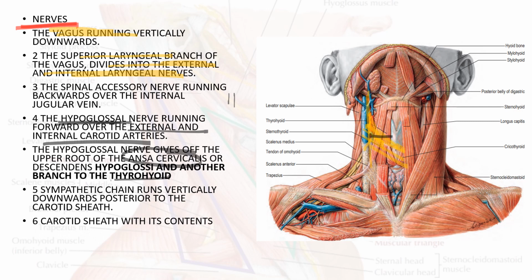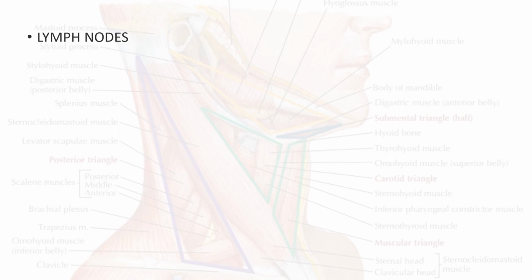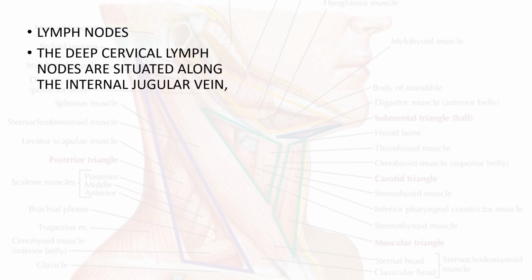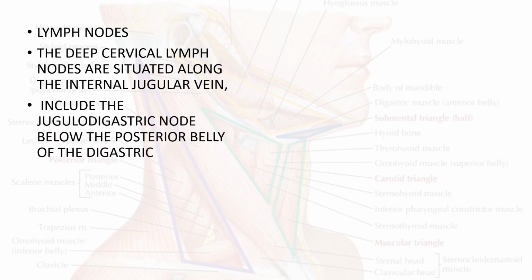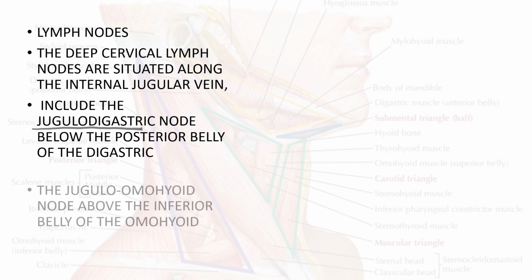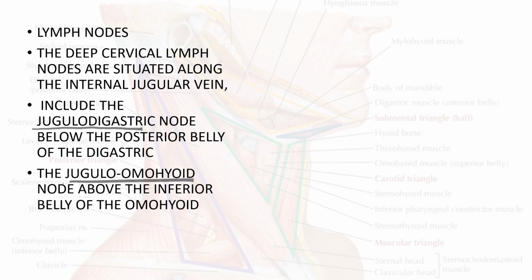So this is the area of carotid triangle, and the carotid triangle is very important because it contains internal carotid, common carotid, external carotid artery with its branches, then internal jugular vein, vagus nerve, and ansa cervicalis, also spinal accessory nerve. Lymph nodes, quite easy. Deep cervical lymph nodes are present. They are running along the internal jugular vein. It also includes jugulodigastric lymph nodes and the jugulo-omohyoid lymph nodes.